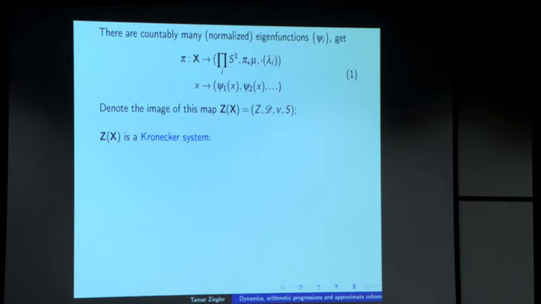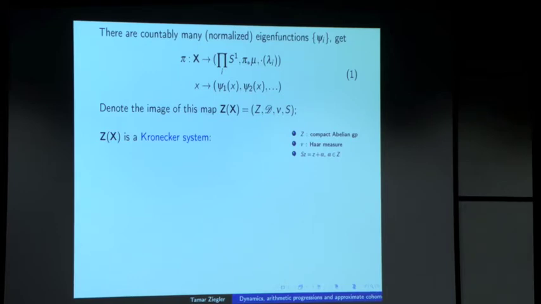And this system is what we call a Kronecker system. So it's a compact abelian group with Haar measure, and downstairs in this system my transformation moves by rotation. Okay?